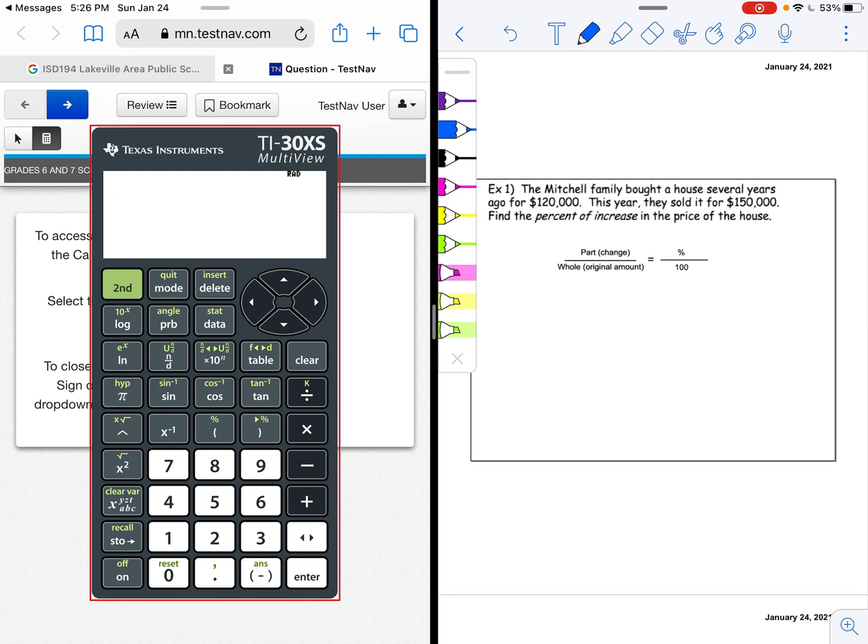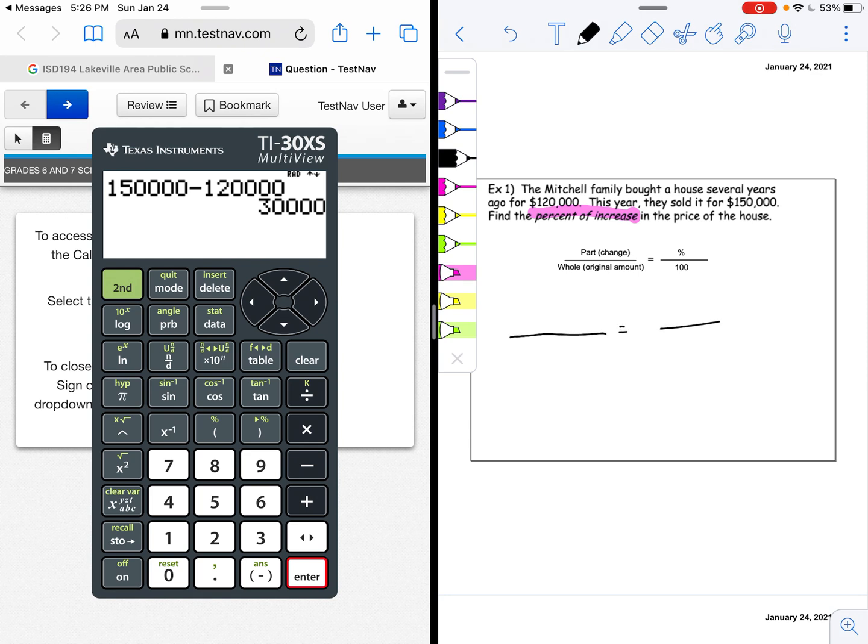Let's look at this first one. It says the Mitchell family bought a house several years ago for $120,000. This year they sold it for $150,000. Find the percent of increase. So when you see that verbiage, you know right away it's going to be a percent of change problem. So the first thing I have to do is find the difference or the change between $150,000 and $120,000. So that is a subtraction problem. So the change is $30,000. So that goes on the top because it is the difference or the change.